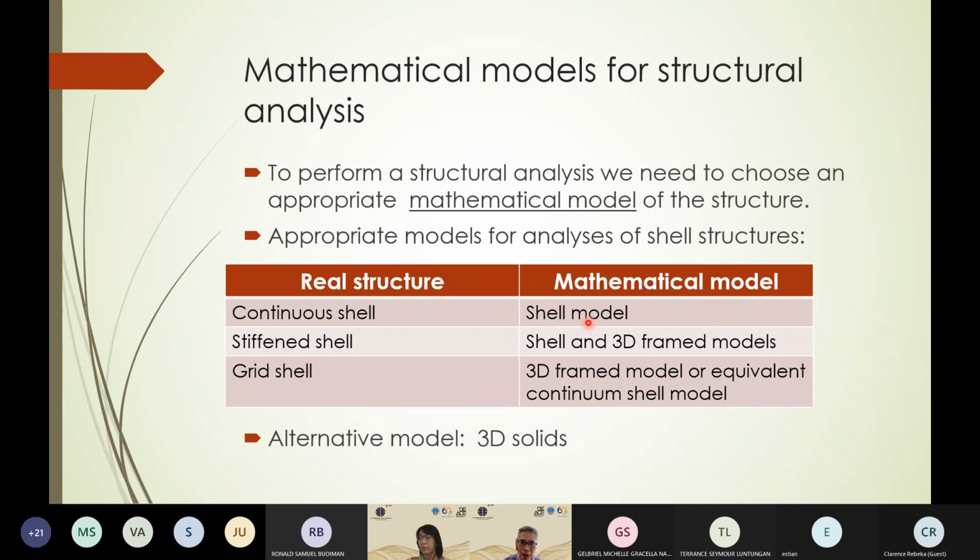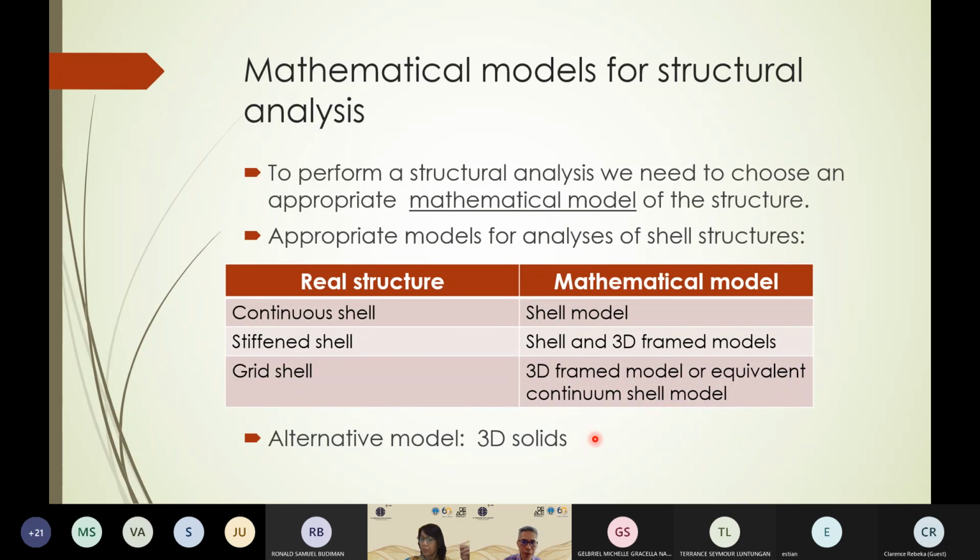The natural choice is shell model. If we have Stephen shells, it's a combination of shell and 3D frame models. How about grid shells, the topic of our workshop? For grid shell, we can model either with a 3D frame model or an equivalent continuum shell model. Equivalent continuum shell model means we transform with a certain method to become a shell model.